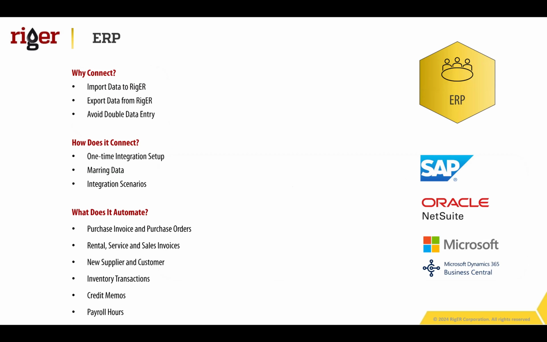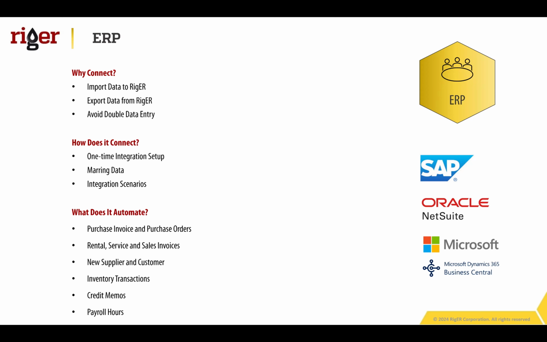Another big integration is the ERP. And of course, when we talk about ERP, we have two-way integrations. We import and export data from and to RigER. We sometimes spend time and build separate integration projects for that, identifying the mapping data and integration scenarios. Usually we see several integration points like purchases, revenue, inventory transactions, and payroll.